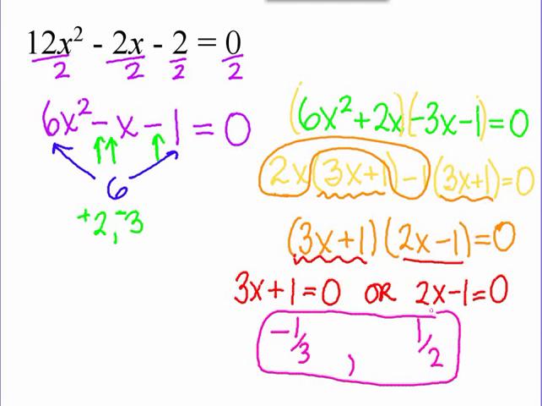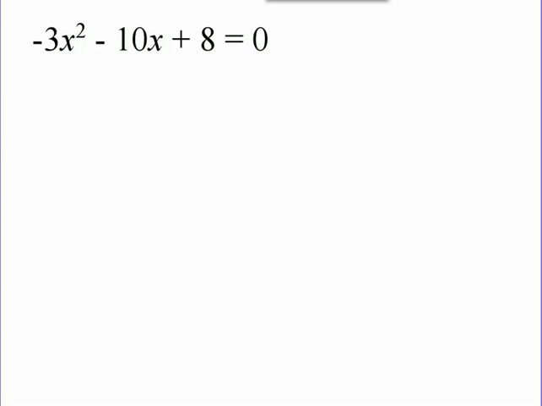How are we feeling? Pretty good? I love factoring. I think it's the best thing since sliced bread. Okay, so now you have negative 3x squared minus 10x plus 8 equals 0. Now this one's a little different than any of them that we've looked at. How is it different? Negative 3 to start with. You know what I would do? Divide by negative 1. Perfect. Let's divide by negative 1.